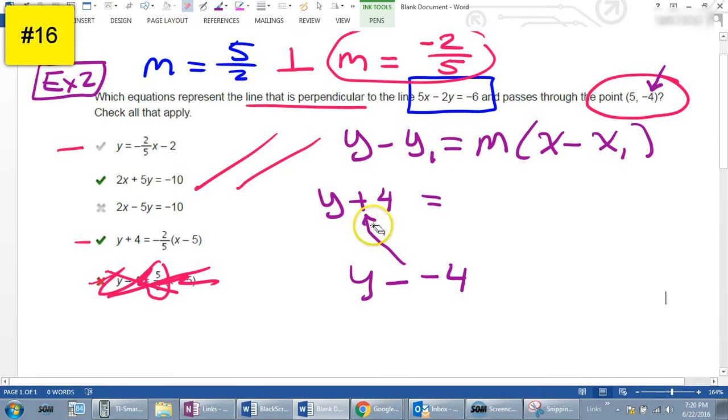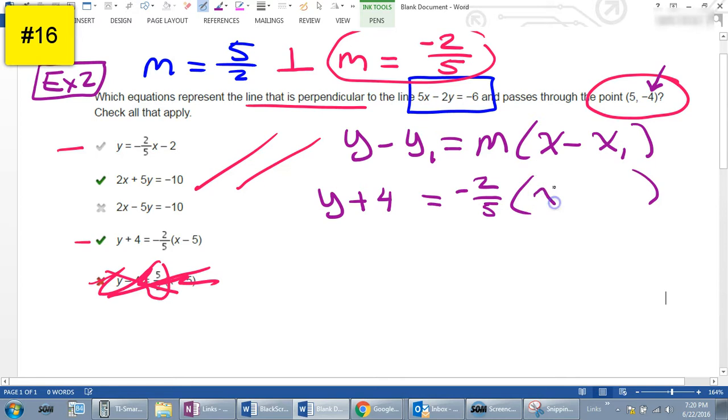Okay, and then comes the slope. Alright, our slope is negative 2/5 that we found. So we'll do negative 2/5. Okay, and then we have to do x minus 5. Okay, so this would be a point slope form of our equation. And that's exactly what they have right here. So that's definitely one of the answers.